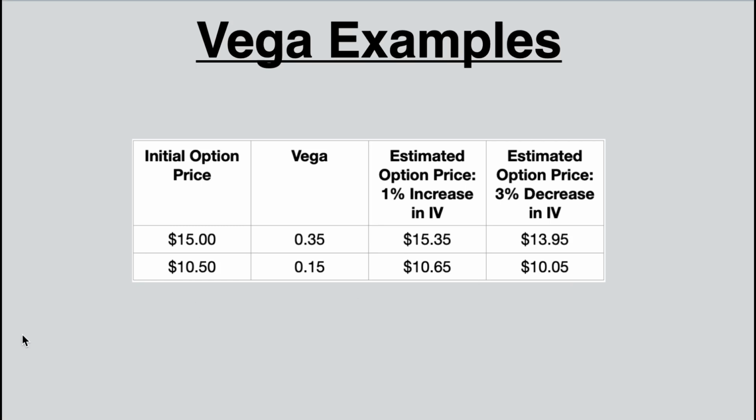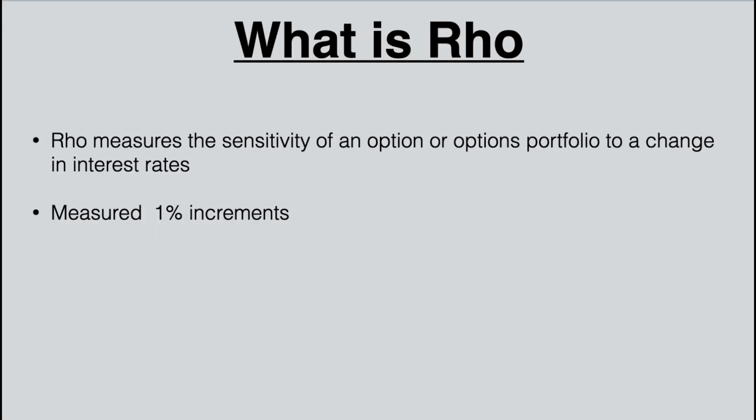So the last Greek that I'm going to talk about, and the one that is really not used at all, is called rho. What rho is, it's the measurement of sensitivity of an option or options portfolio to a change in interest rates.